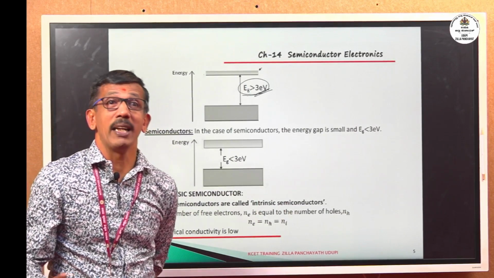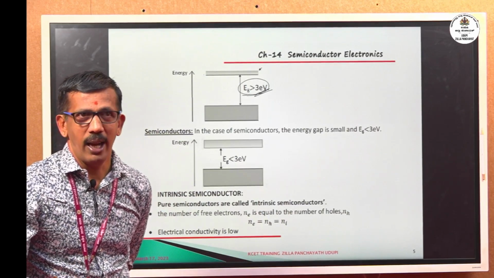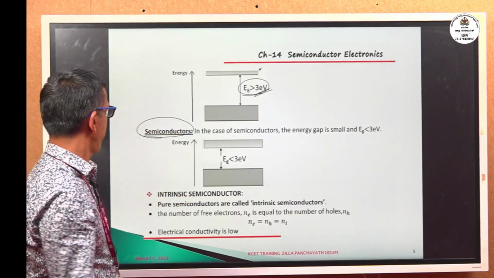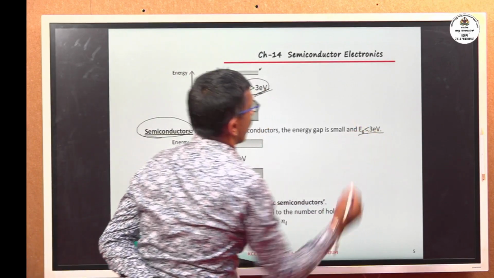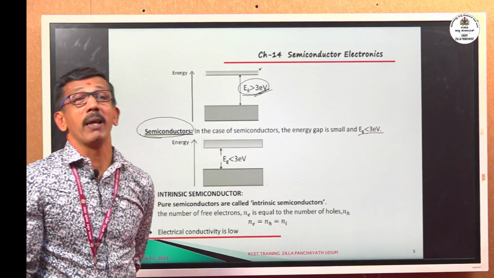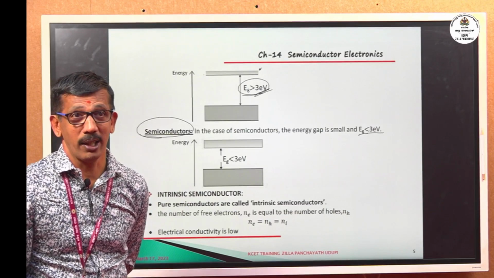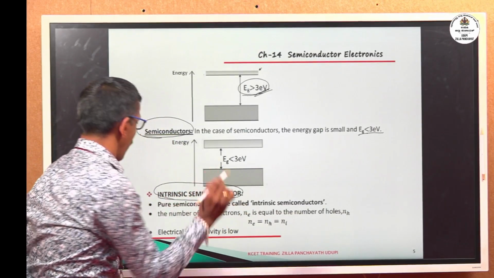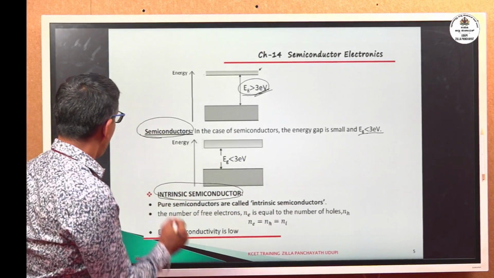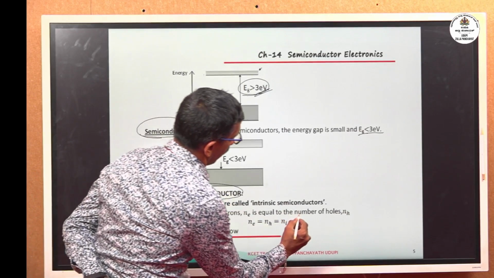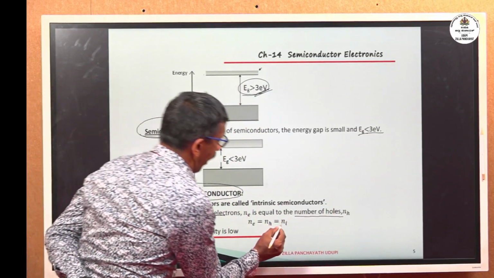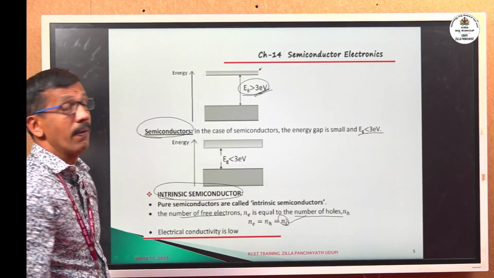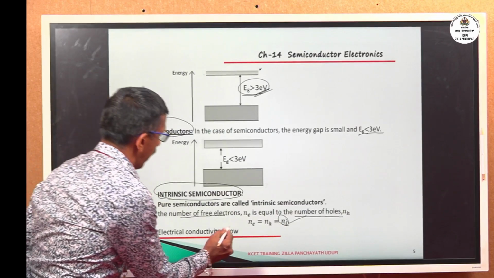Then the intermediate stage between conductor and insulator is called semiconductor. This is a very important topic for us. In the case of semiconductor, the energy gap is less than 3 eV. Among pure semiconductors, we have only two elemental semiconductors, silicon and germanium. Pure semiconductors are also called intrinsic semiconductors. Intrinsic means pure. In an intrinsic semiconductor, the number of free electrons is equal to the number of holes, equal to the intrinsic carrier concentration: Ne = Ni = Nh. The drawback of this intrinsic semiconductor is that electrical conductivity is low.